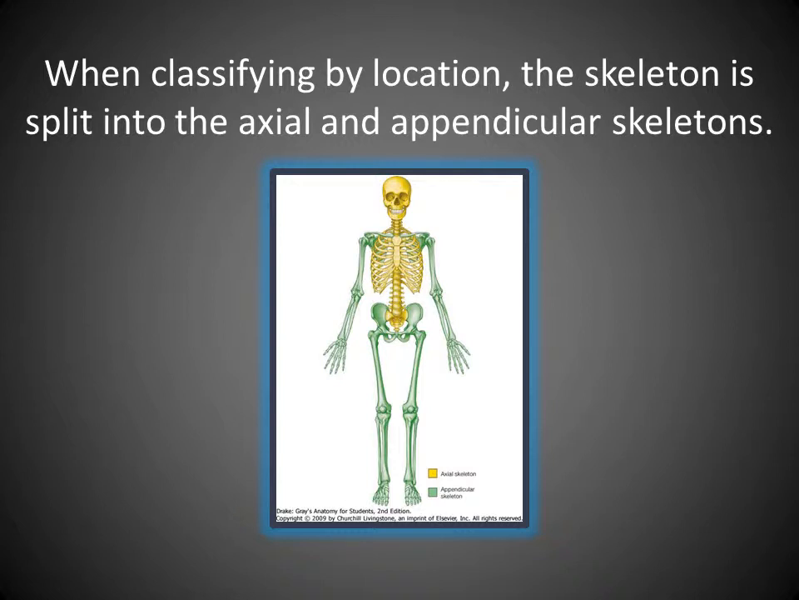It is important to remember that the appendicular skeleton includes the pectoral and pelvic girdles, as these are often mistakenly considered part of the axial skeleton. I always try to remember that the appendicular skeleton starts at the shoulders and hips. In the picture you can see that the axial skeleton is colored in yellow and the appendicular skeleton is green.